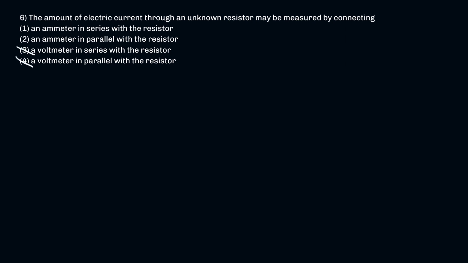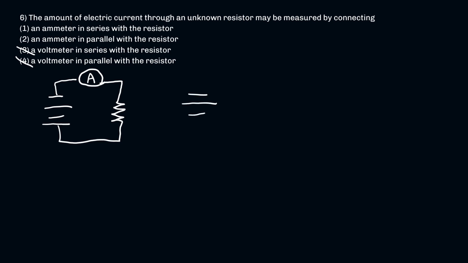Then you have 1 and 2. So 1 is that the ammeter is in series with the resistor. So if I'm going to make a quick little diagram of this, say I have my battery, and I have my resistor somewhere. In series means that it is in the same pathway as the resistor. So if I look at the reference table, an ammeter is A like that. So that would be in series with the resistor. If it was in parallel with the resistor, and I made my diagram again, you'd have something like this.